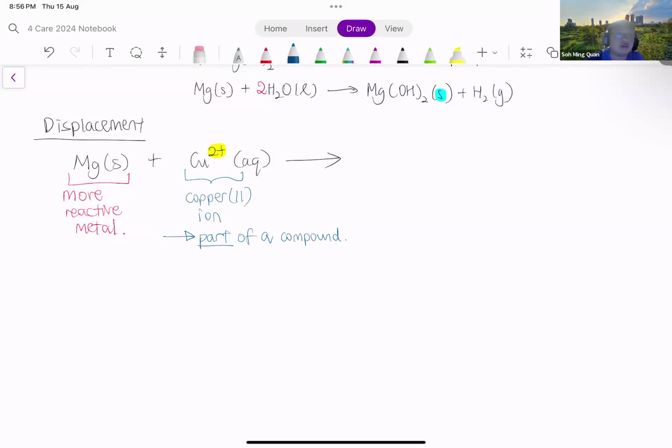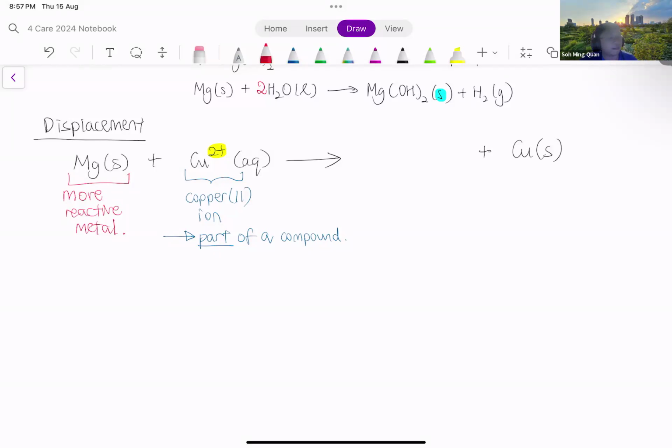Because it's Cu2+, there clearly must be something that is negative to balance out the 2 plus. That means it must be combined with something that is negative, but that negative part is not shown in the ionic equation. So Mg plus Cu2+, the more reactive metal, magnesium. Now you have the Cu2+ in a compound. But what happens at the end? Of course, you know by now, magnesium being more reactive will displace copper from its compound. Therefore, copper comes out as a solid.